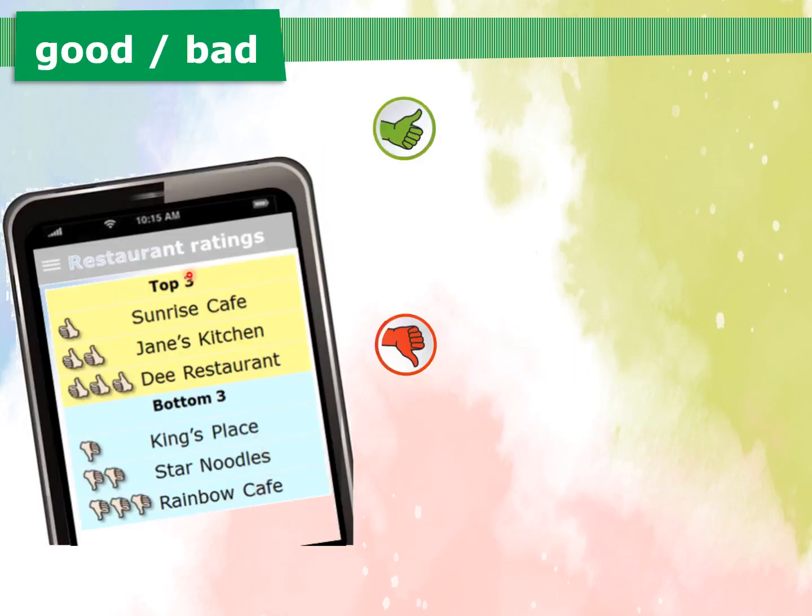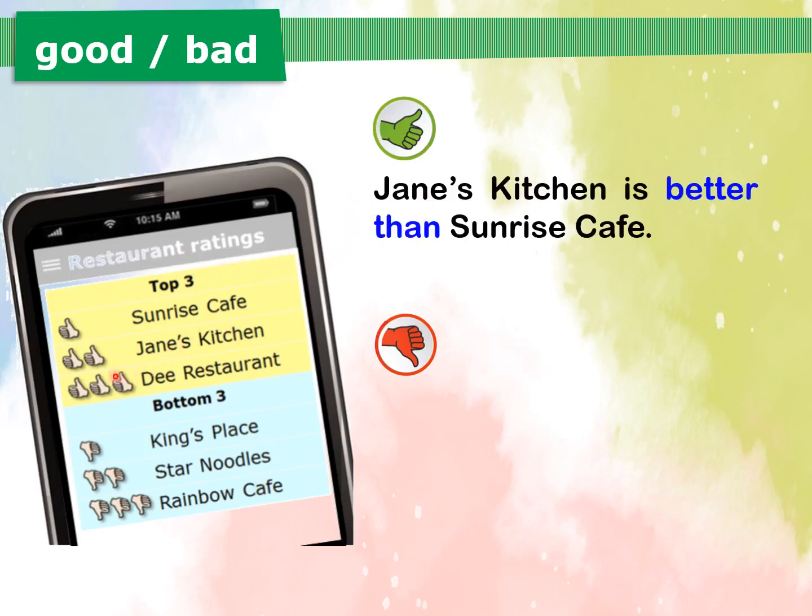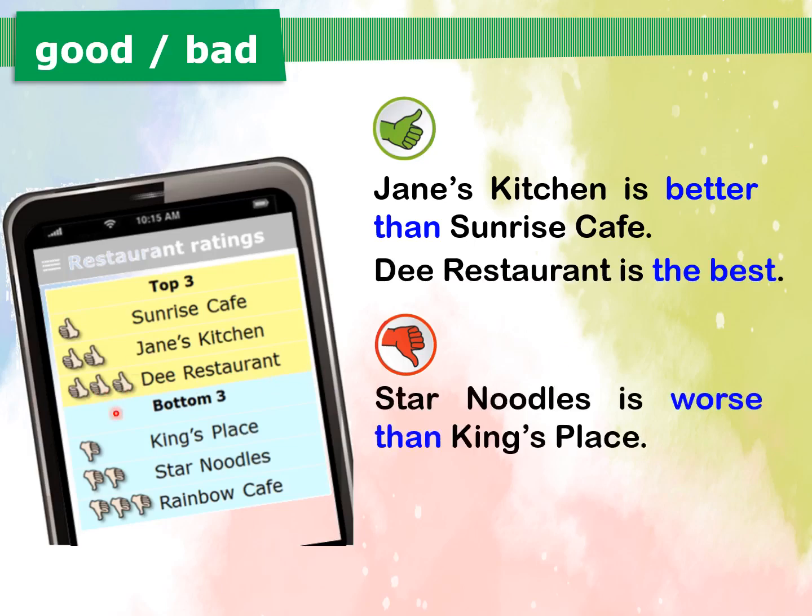Let's look at some online restaurant ratings. Jane's Kitchen is better than Sunrise Cafe. The restaurant is the best. Star Noodles is worse than King's Place. Rainbow Cafe is the worst.